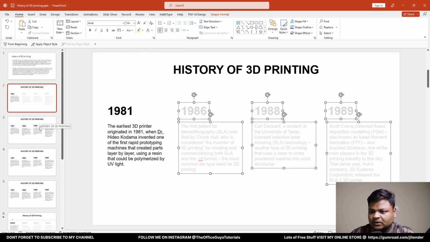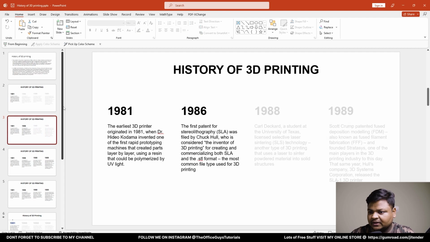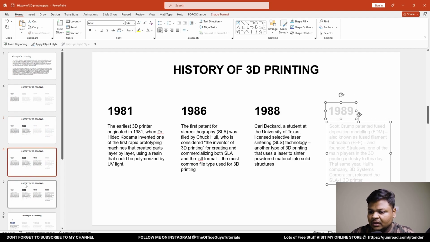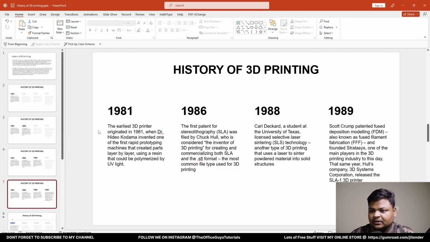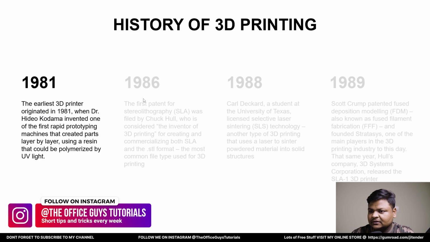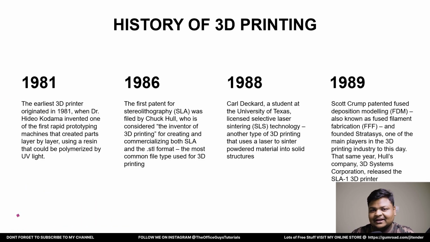Similar way, this is the first one. So second slide, I'll just do it for these. Like that. Third slide, only the last one. And fourth slide, all 4 will be there. So now, if you see, it goes like this. So 1981, 1986, 1989, and 1988 and 89.